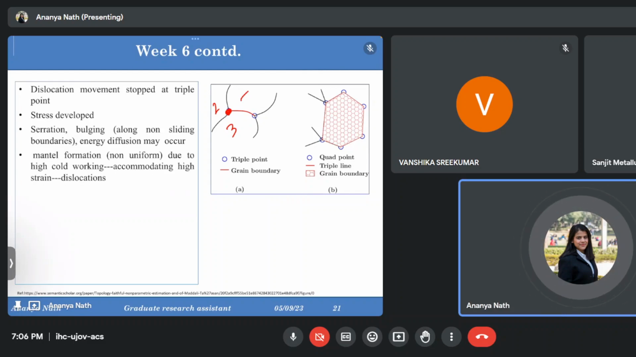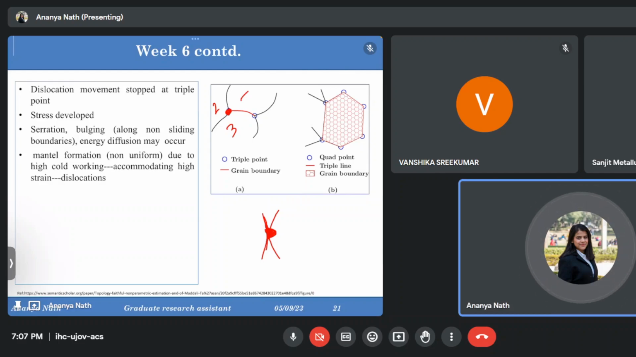And serration and bulging will take place along the non-sliding boundaries, because bulging is like two grains are meeting each other, and there one grain has spread its arm in the form of a bulge, and at the bulge we are getting a new strain free grain.